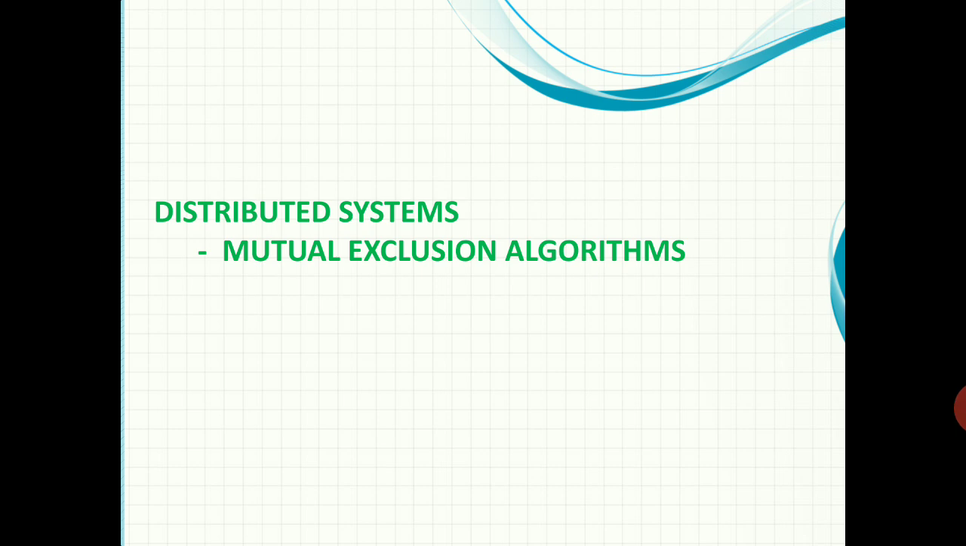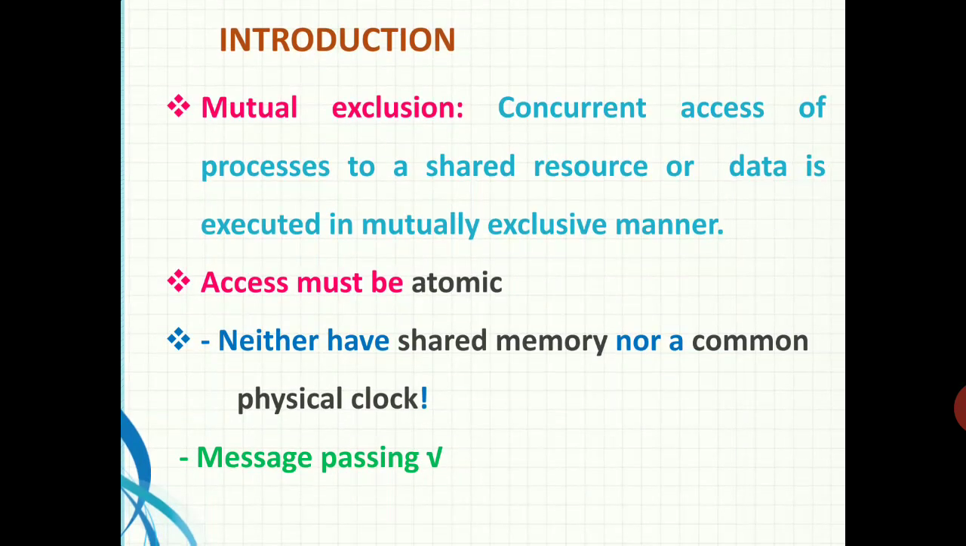In the previous session, we discussed mutual exclusion in distributed systems. Today, we are going to discuss some of the mutual exclusion algorithms in distributed systems. We have to achieve mutual exclusion among a collection of processes so as to coordinate their access to shared resources.